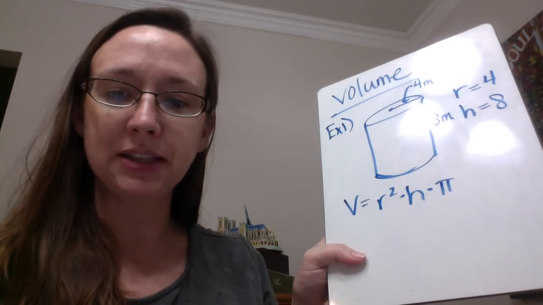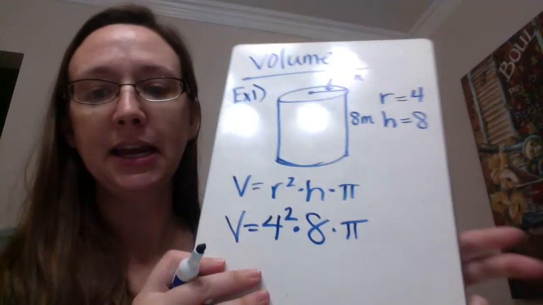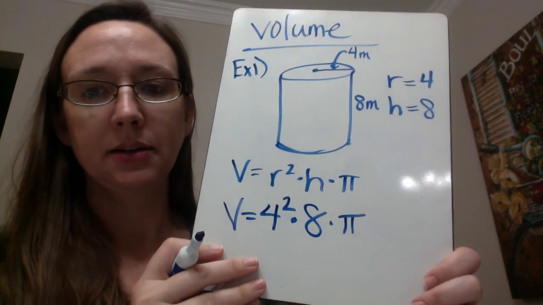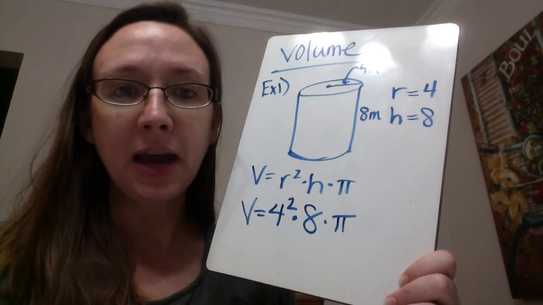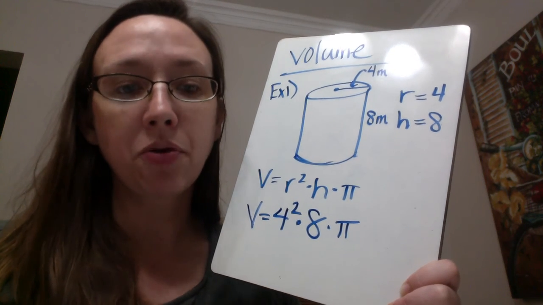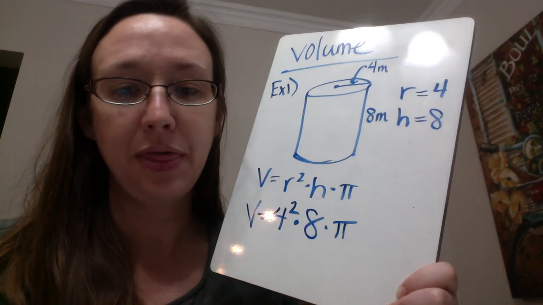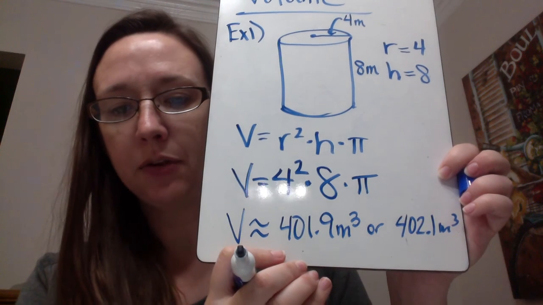I want you to plug this into the formula. Okay, when you plugged it in, you should have 4 squared times 8 times pi, because I just replaced the r with 4 and the h with 8. Pause one more time and put this all in your calculator. I want the approximate answer rounded to the nearest tenth. Okay, if you use 3.14 for pi, you would get 401.9. If you use the pi button, you get 402.